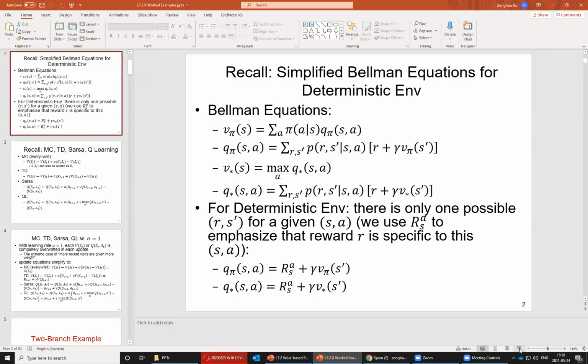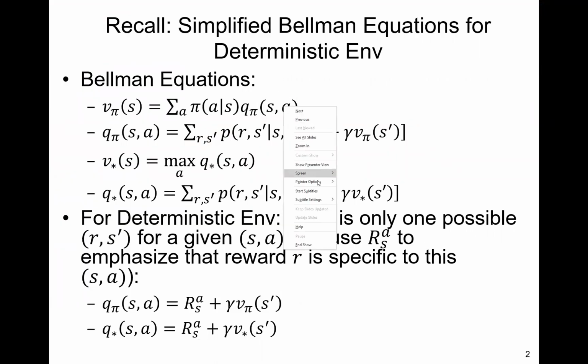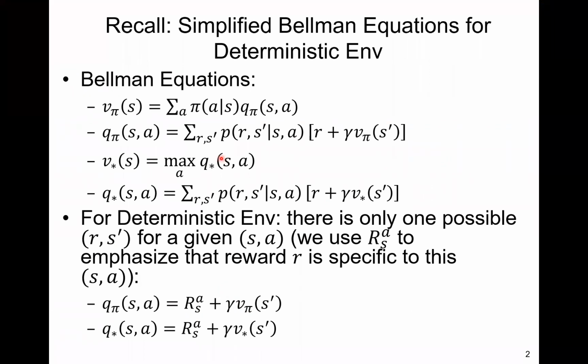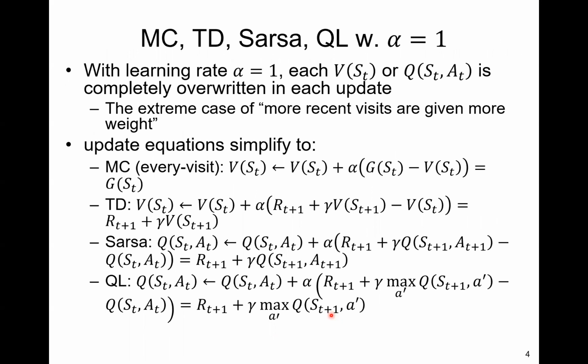Just a review of the Bellman equations. If you have a deterministic environment, you can simplify the equations to be this. Because the environment is deterministic, there's only one P(S prime | R, S) that's non-zero, that's 1. The others are all 0. So you just take the next S prime. And then Monte Carlo, TD, and Sarsa: these equations are just for review.